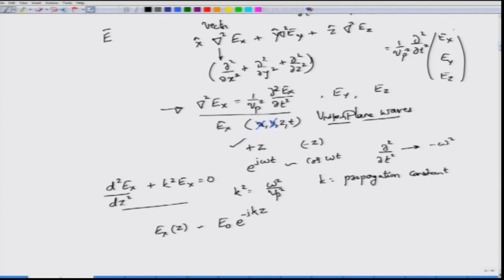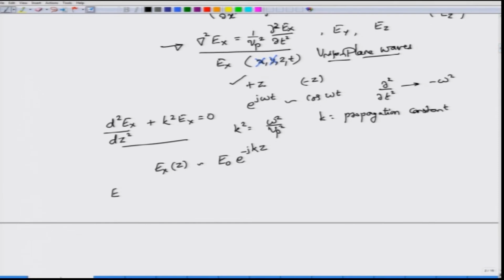So that the total electric field, which is a function of z as well as time t, will be given by some constant E0 e to the power j omega t minus kz. Remember, I am writing this in the complex form, but in the real form this equation is nothing but E0 cos omega t minus kz. This is the equation that is propagating along plus z axis.